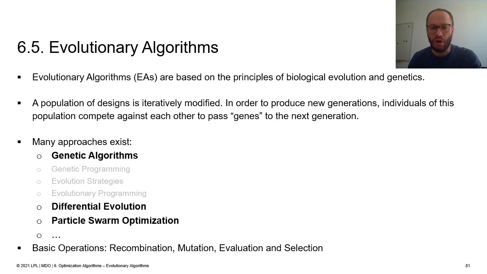And now to conclude, we presented 3 types of evolutionary algorithms. We had the genetic algorithm, the differential evolution algorithm, and particle swarm optimization. They are all based on principles of biological evolution and genetics somehow, but like I said, particle swarm optimization is a bit different there. They are all based on a population of designs that are iteratively modified, and we always have new generations which are created by some heuristics.